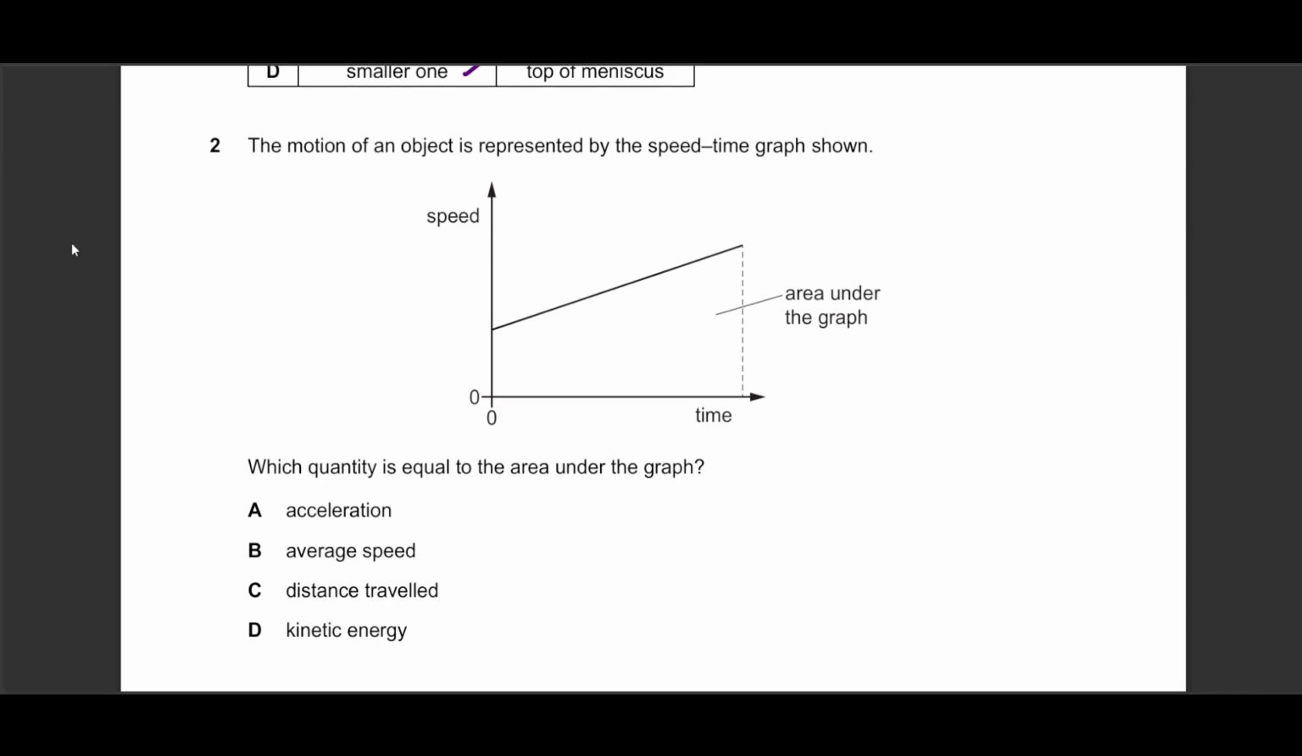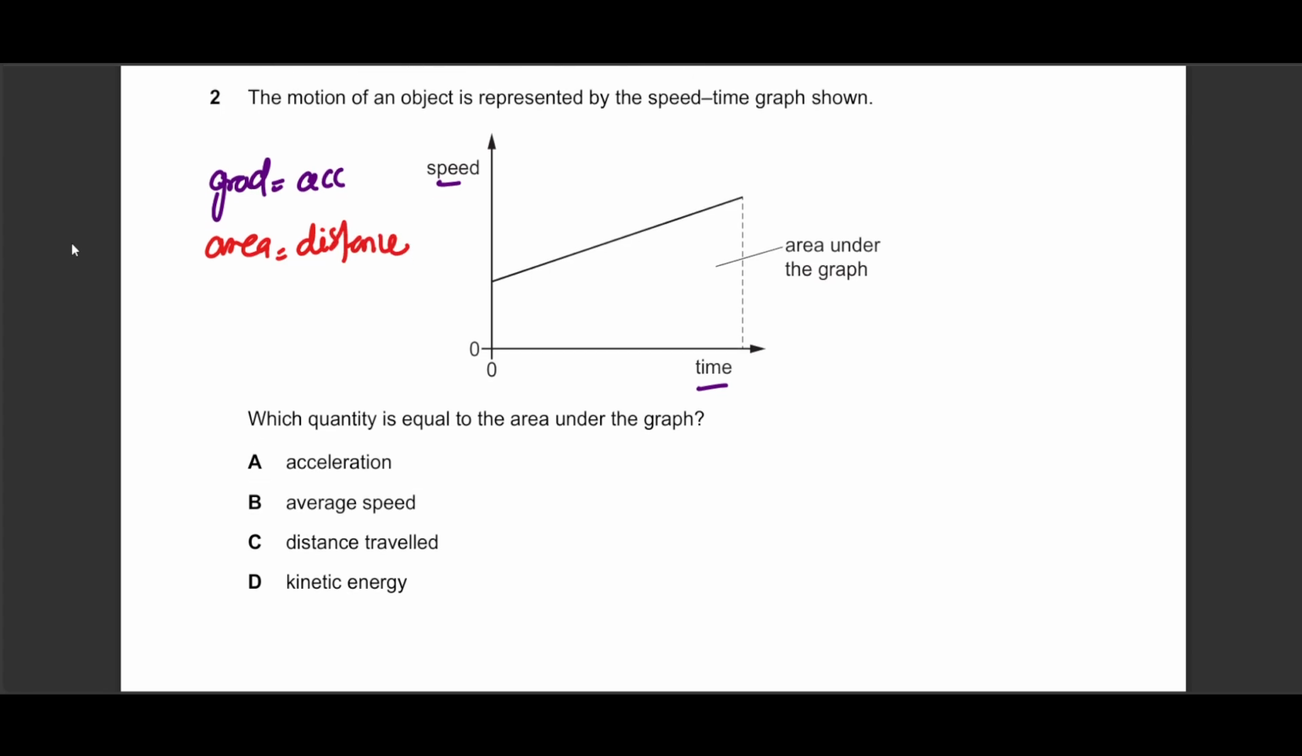Question number 2 is about motion, speed-time graphs. Before we start with the question, just a reminder that the gradient of this graph represents acceleration because it's a speed-time graph. Same for a velocity-time graph. And the area represents the distance traveled by the object. So the question is about equal to the area. So that is going to be the average distance traveled here. So this will be option C.